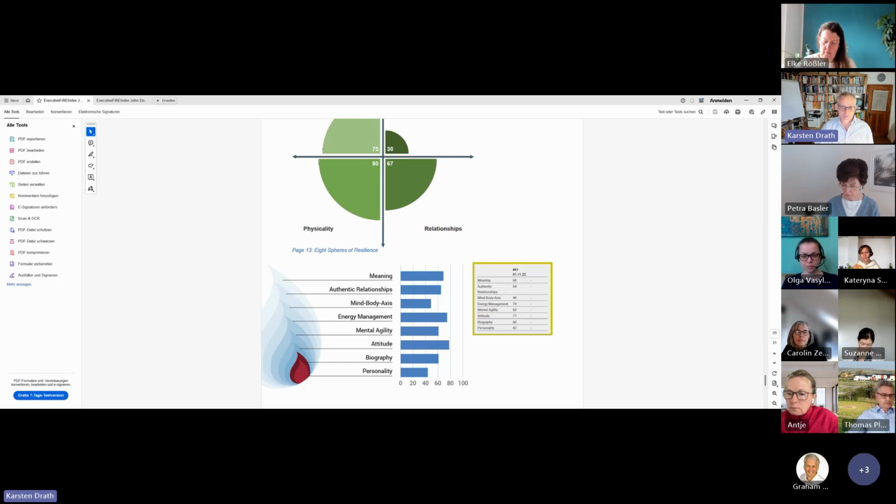Another question is, so typically what I do is I look at the lowest 2 values, but then I also look at the highest 2 values. Where is this person getting energy from? And that is here, attitude. So this person is a fighter, right? We see 80. What does attitude do?